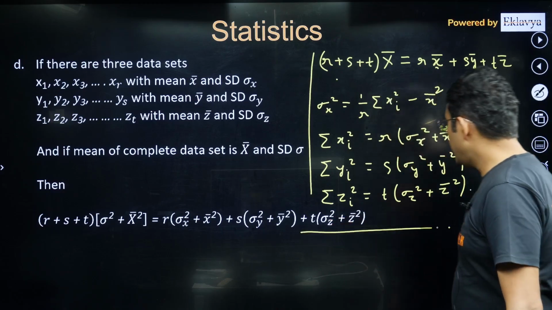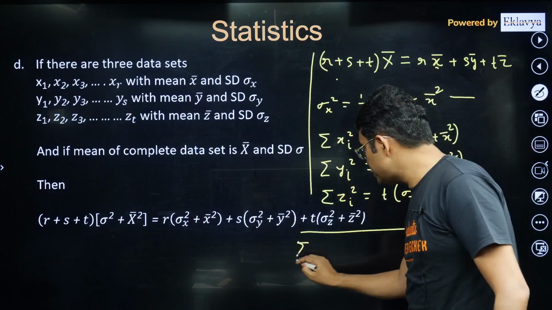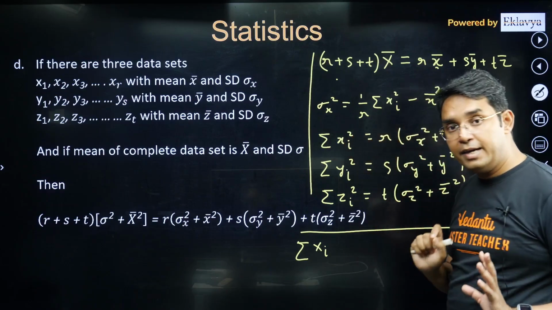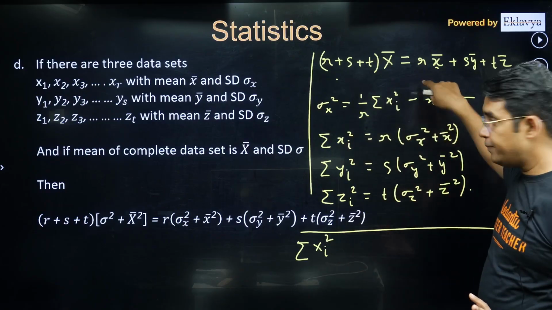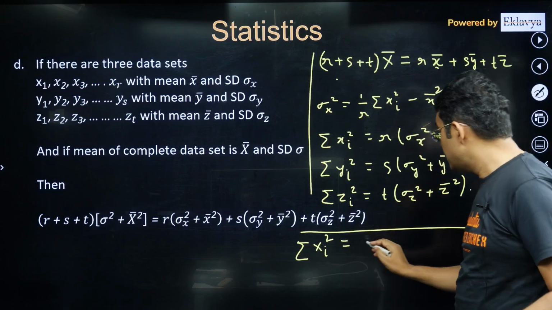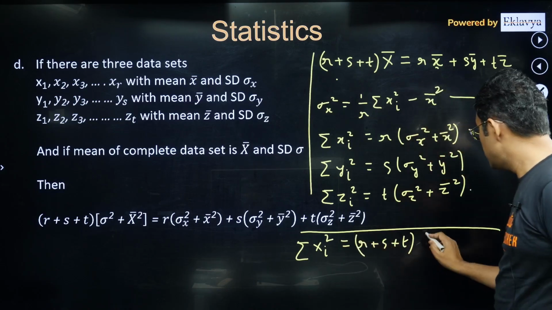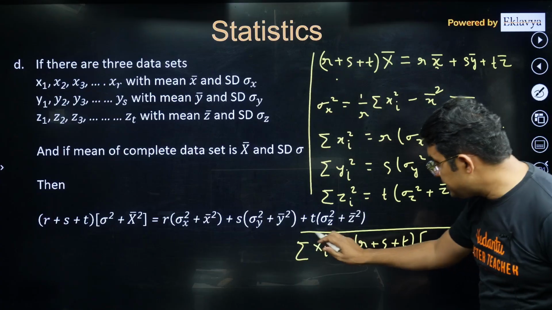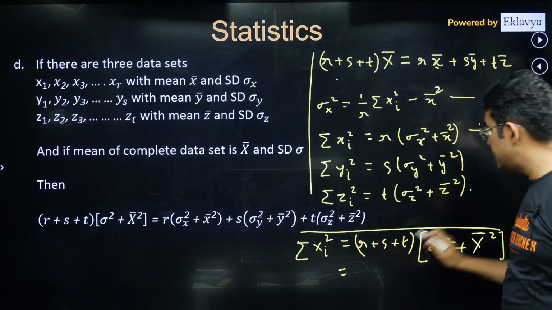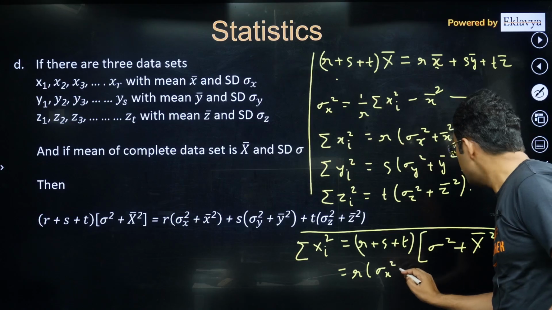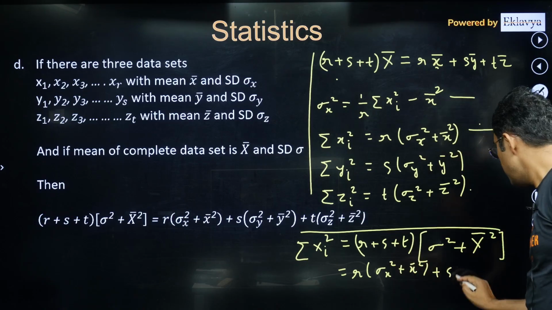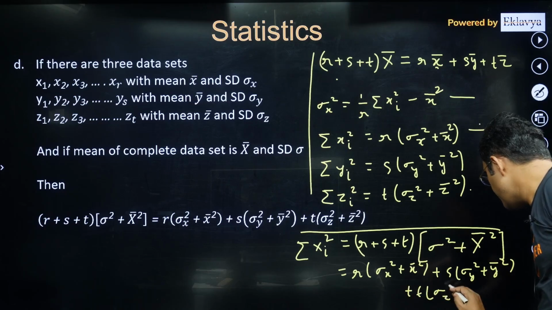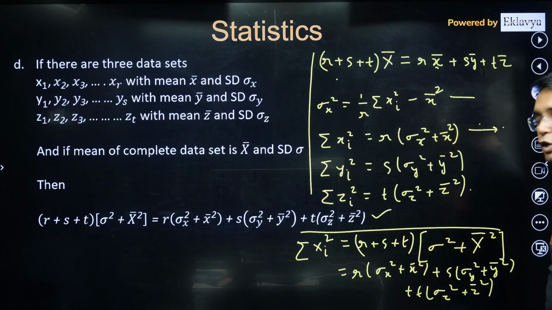Now if you add all these three things on the left hand side, that is nothing but the summation of all the data. Let me call them capital Xi. That will include the xi data set, yi data set, and zi data set. Now, the way I have proved this thing, I can write this as r plus s plus t times the combined variance plus combined mean square. This summation Xi square will also be equal to, if you add these three things here, r into sigma x square plus x bar square, plus s into sigma y square plus y bar square, plus t into sigma z square plus z bar square. I think I have written it neatly here, so you can check how it is coming.